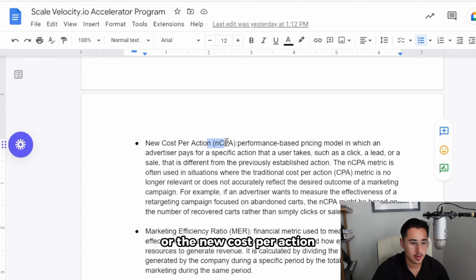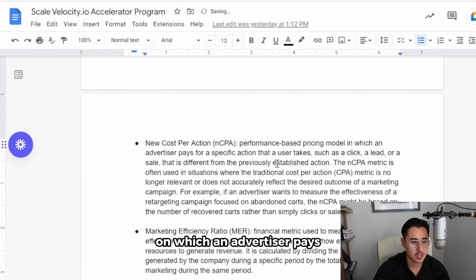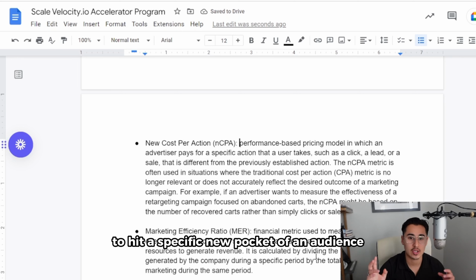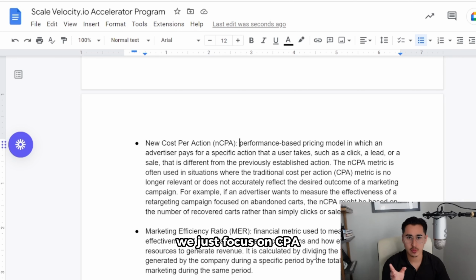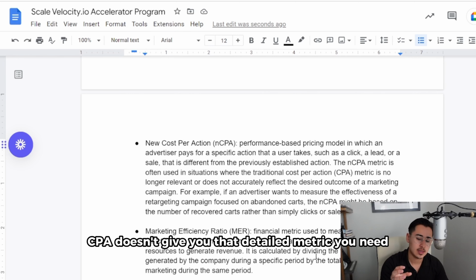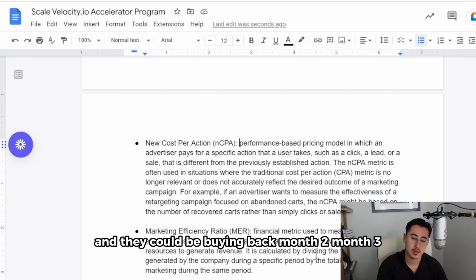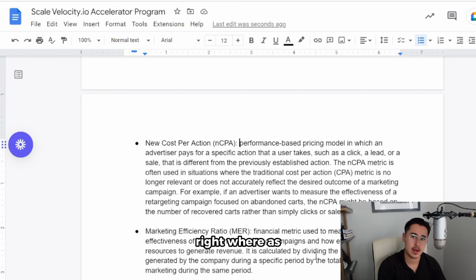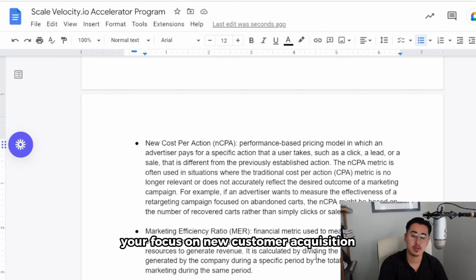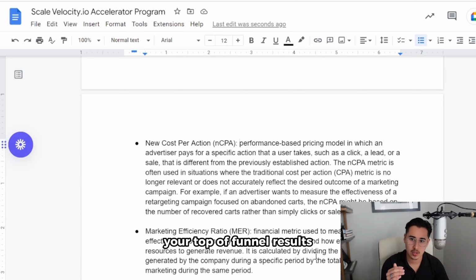Now, the new customer cost per action, or nCPA, right? What does this mean? Well, this is simply put the performance-based pricing model in which an advertiser pays to hit a specific new pocket of an audience, right? Because if we just focus on CPA, it doesn't give you that detailed metric you need, because people could have bought from your business month 1 and they could be buying back month 2, month 3, and that affects the overall CPA of the ad account, right? Whereas when it comes to nCPA, you're focused on new customer acquisition, especially what that CAC is, right? So that allows you to truly measure your top of funnel results at a high enough scale, right?